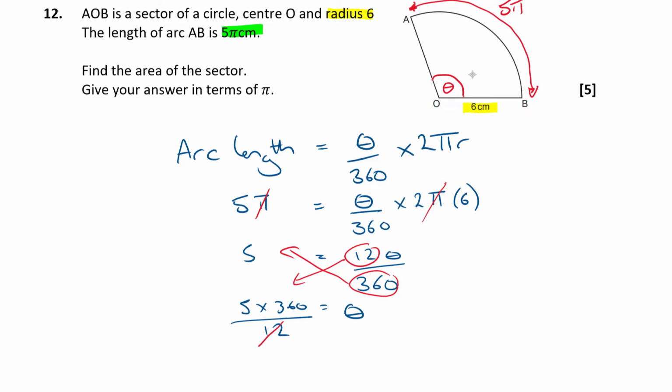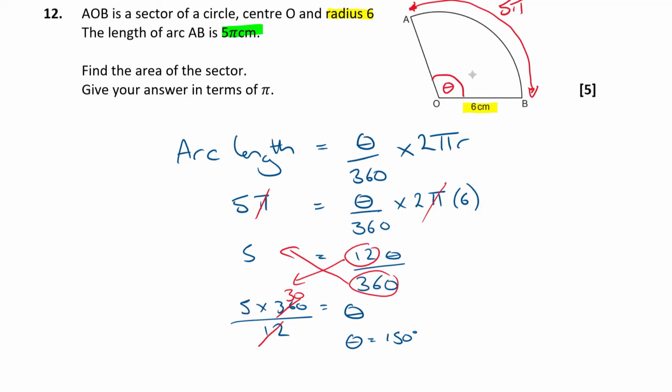Well, 12 goes into 36 3 times. So 12 must go into 360 30 times. So then theta is going to be 5 lots of 30, which is going to be an angle of 150. So then theta equals 150 degrees.